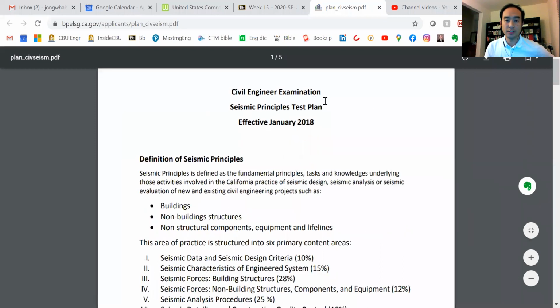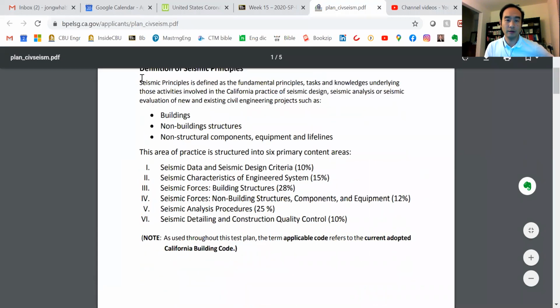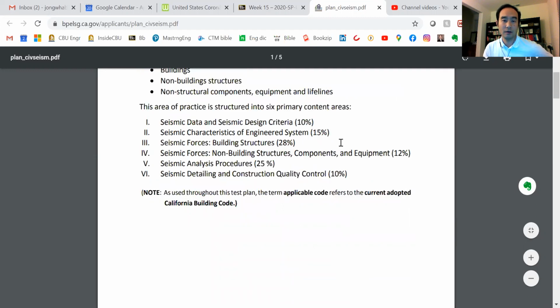this is the Civil Engineering Examination Seismic Principles test plan. They define the seismic principles as the fundamental principles, tasks, and knowledge underlying those activities involved in the California practice of seismic design, seismic analysis, or seismic evaluation of new and existing civil engineering projects, such as buildings, non-building structures, non-structural components and equipment, and lifelines. And this exam has 6 primary content areas, which are listed here.